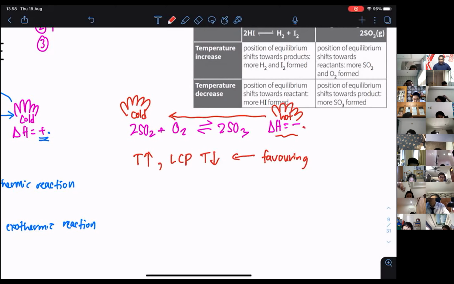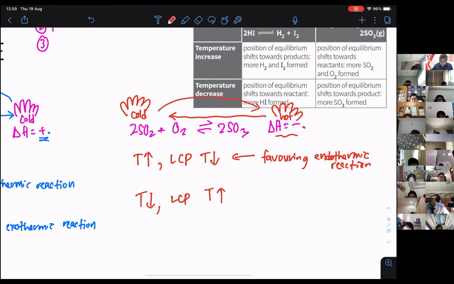If it is going backward, then it is favoring the endothermic reaction. I hope you understand this. So if I have a situation where, let's say, the temperature is decreased, according to LCP, I need to increase the temperature. How do I increase the temperature from cold to become hot?